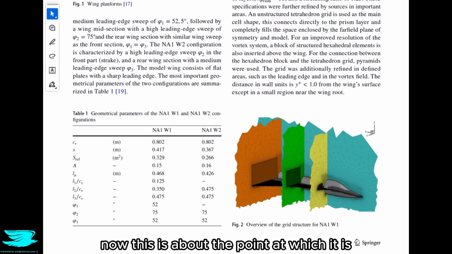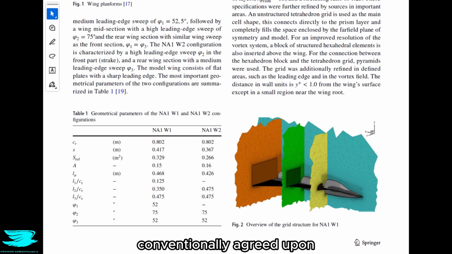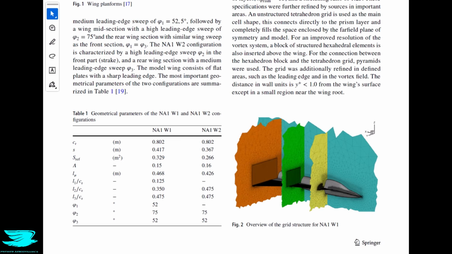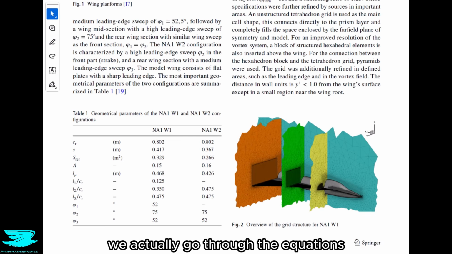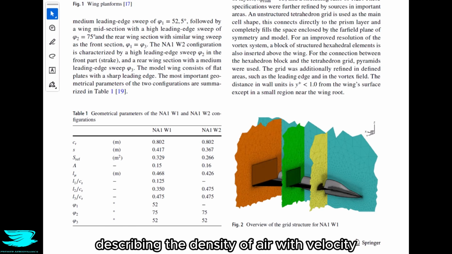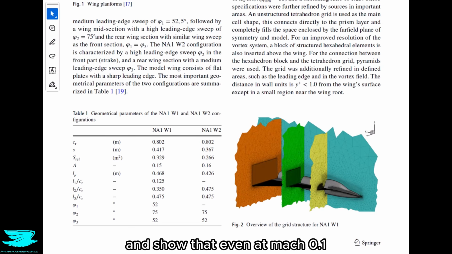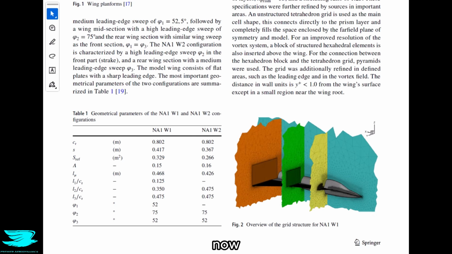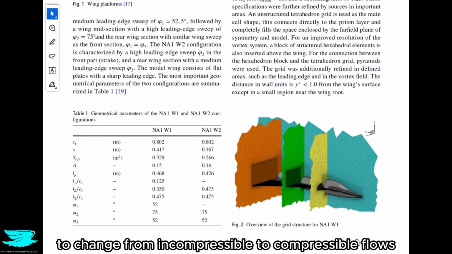Now, this is about the point at which it is conventionally agreed upon that the flow changes from incompressible to compressible. But in this video on our YouTube channel, we actually go through the equations describing the density of air with velocity and show that even at Mach 0.1, considerable compressibility effects occur, and perhaps that's a point now to change from incompressible to compressible flows.